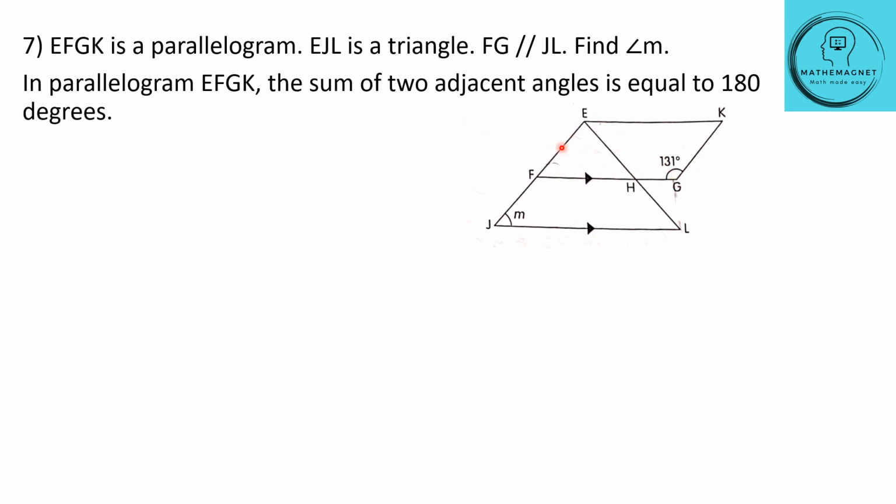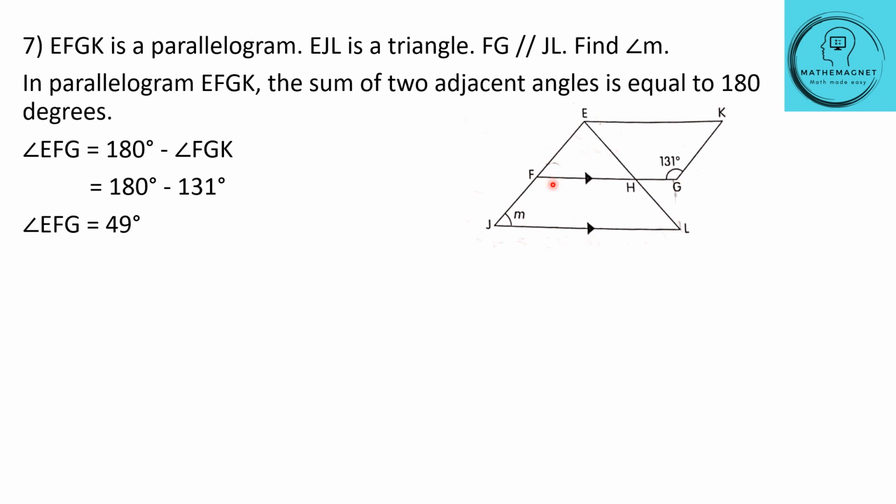So which means EFG plus FGK will be equal to 180 degrees, and we know angle FGK is 131 degrees. So EFG will be equal to 180 minus FGK, which is equal to 180 minus 131, which is equal to 49 degrees. So angle EFG will be equal to 49 degrees. Now I am going to introduce you to a new concept that involves parallel lines and transversal line.